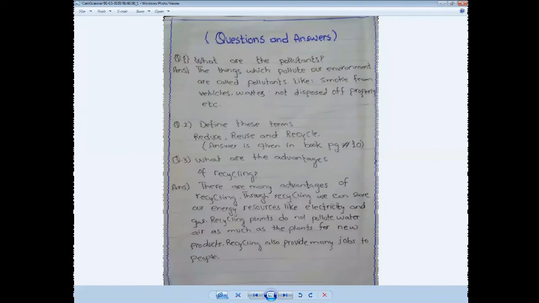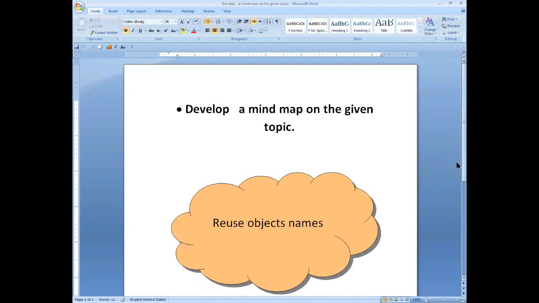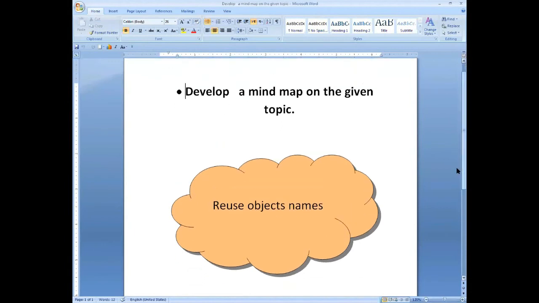Now the next is the mind map. This is your mind map. You just write up 10 points regarding the topic of reuse object names. We discussed this topic yesterday. Develop a mind map on the given topic, reuse object names. We discussed yesterday lots of things that can be reused again and again. So in order to control the pollution, we have different types of plastic jars, plastic bottles, containers, and other things. You just place at least 10 points.